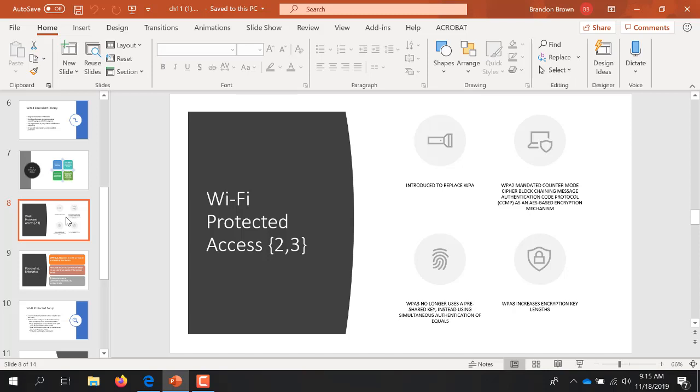WPA3 no longer uses a pre-shared key. Instead, it uses a simultaneous authentication of equals, which is kind of like a key. To join a WPA network, it increases its encryption key length and makes the encryption stronger. And it leverages typically the 5 gigahertz range to make up for the slowness of the stronger encryption standard.